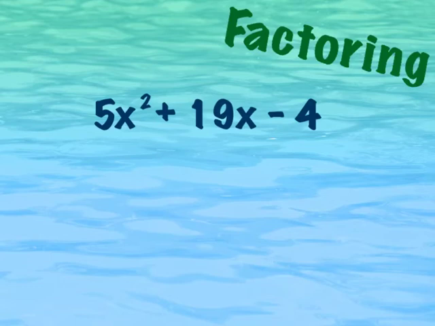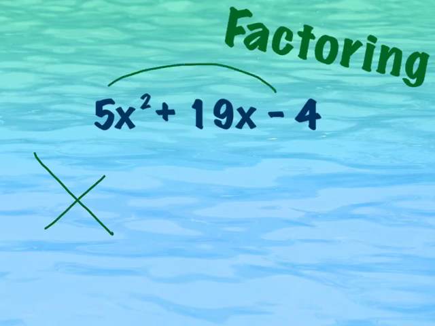Looking at this problem, 5x squared plus 19x minus 4, I first ask myself, is there a greatest common factor that I can divide out? Looking through, 5, 19, and 4, nothing will divide out of those. Seeing that I have a number in front of my x squared, that means I'm going to have to either use my Xbox method or guess and check. I'll demonstrate both. First, the Xbox method.